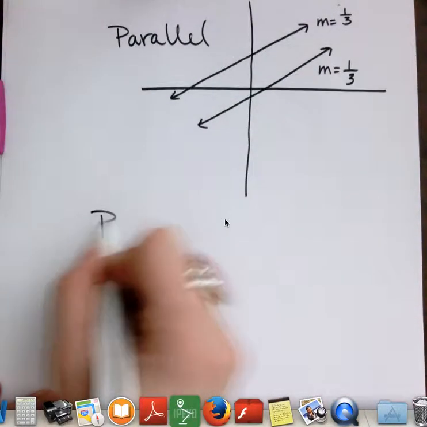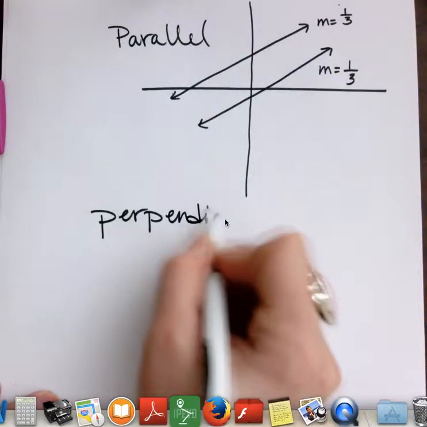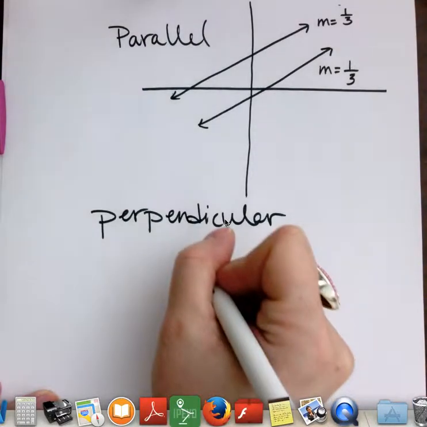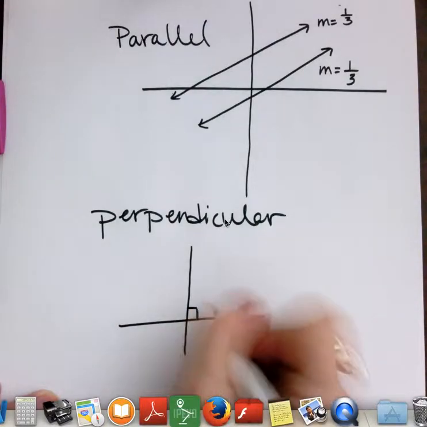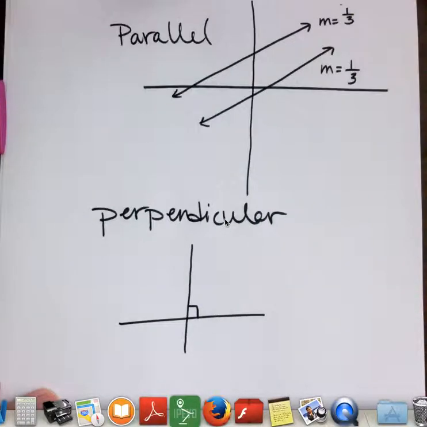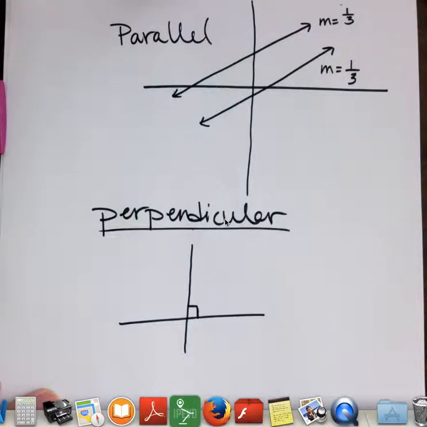And then we have perpendicular lines. And perpendicular lines, remember, are special because they intersect at a 90-degree angle. And that's what that little box means. If the box isn't there, you cannot assume that it's a 90-degree angle. You have to have that box there, or it has to say perpendicular. All right?